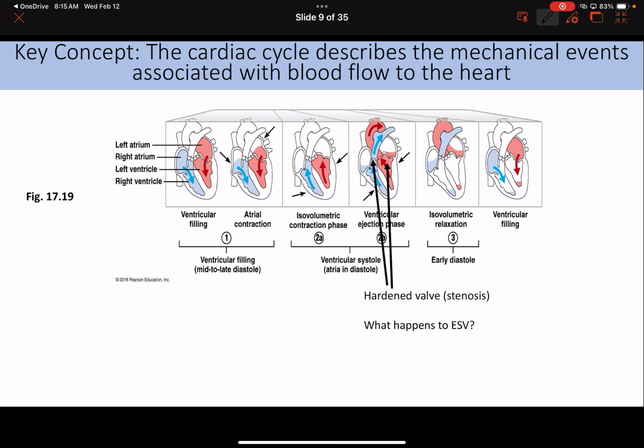The reason why is if we have hardened valves where the opening to those semilunar valves is now more narrow, it's going to be so much harder to get that blood past it. So we're not going to be able to get as much past. And if you remember, those stenotic valves, they don't close properly either. So there may be some blood that goes back down through those semilunar valves and back into the ventricles. So what you're going to end up with is a larger end systolic volume. You're going to have more left over because the opening is so narrow that you can't get as much out, and the valve doesn't close properly, so there is going to be some backflow back into those ventricles. So you're going to be left over with more.